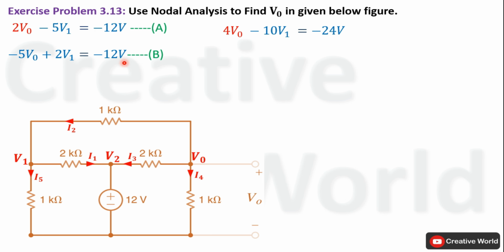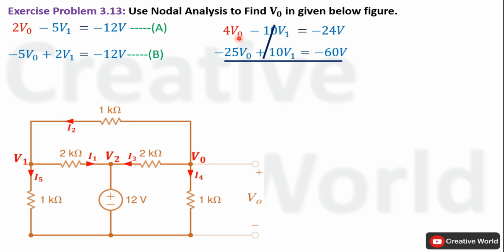And we'll multiply this equation B with 5. This will become minus 25V0 plus 10V1 equal to minus 60 volt. Add these resulting equations together. Minus 10V1 and plus 10V1 will cancel out with each other.